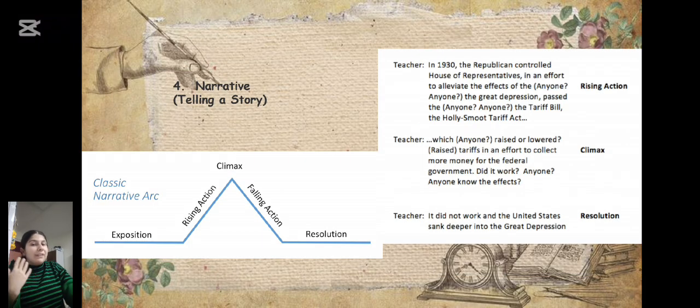Then we have narrative, telling a story. So here is the classic narrative arc. At first we have an exposition, then the rising action, here's the climax, then falling action and resolution for our story. For example, in this example, you can see the rising action, the climax, and the resolution. You can read it as well to understand what the idea is. And we were talking about telling a story in the first weeks, as I remember. So if you're curious, you can go and watch.